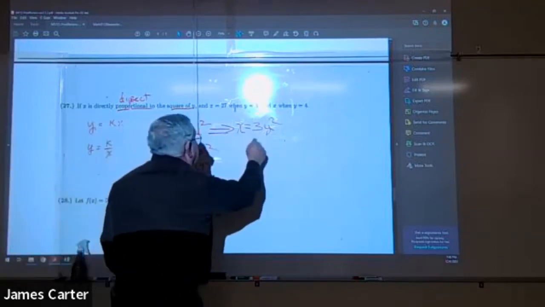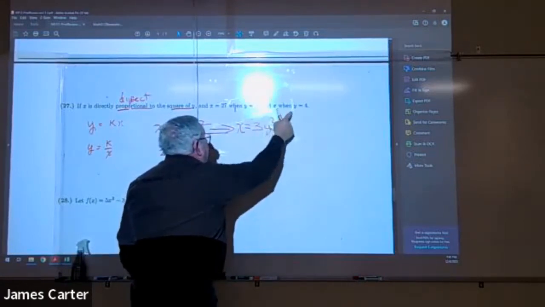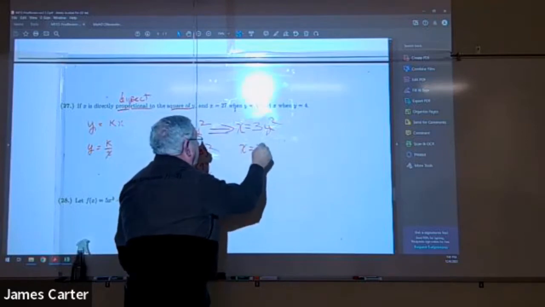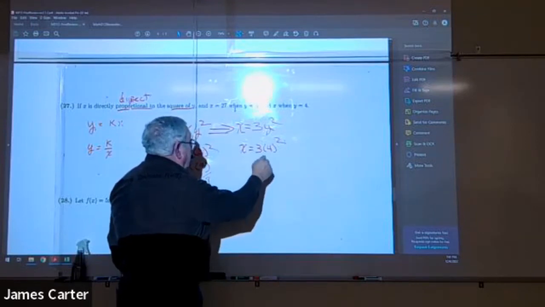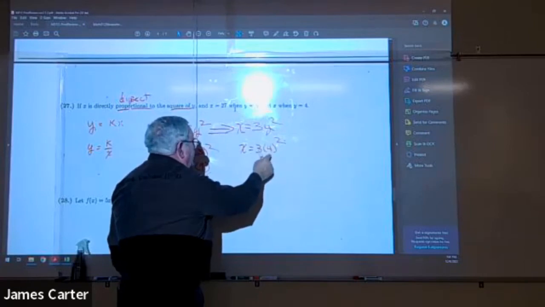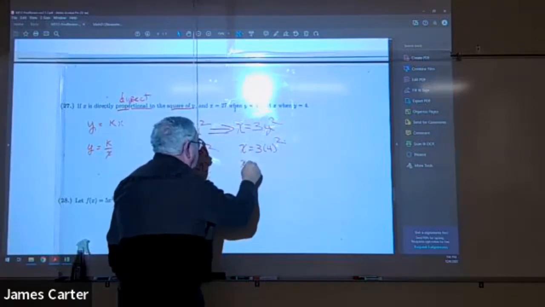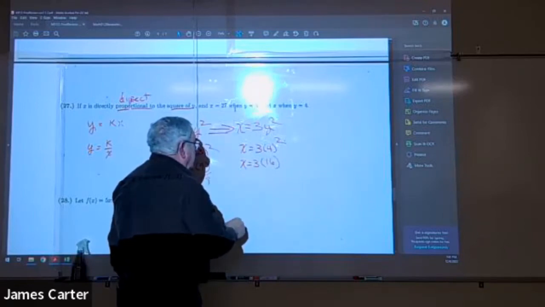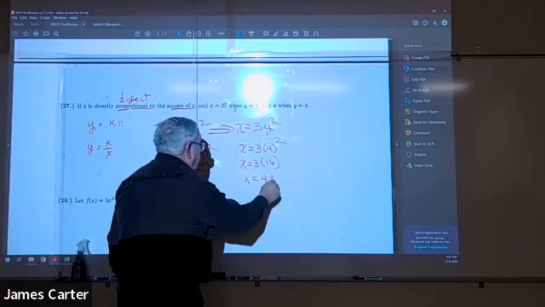Now that you've shown this equation, we can solve this final part. Find x if y is 4 instead. And order of operations matters. That square has to be done before the 3. So x equals 3 times 16. And x equals 48.